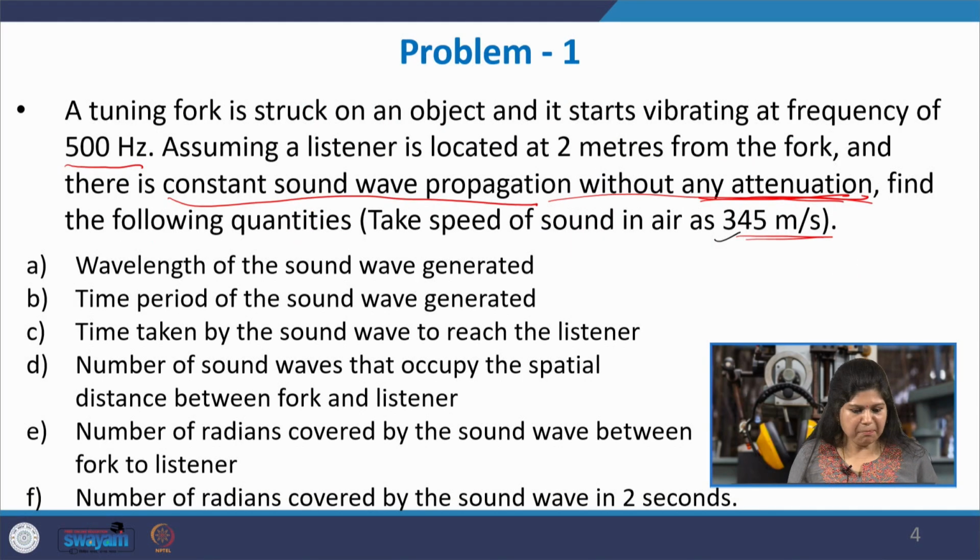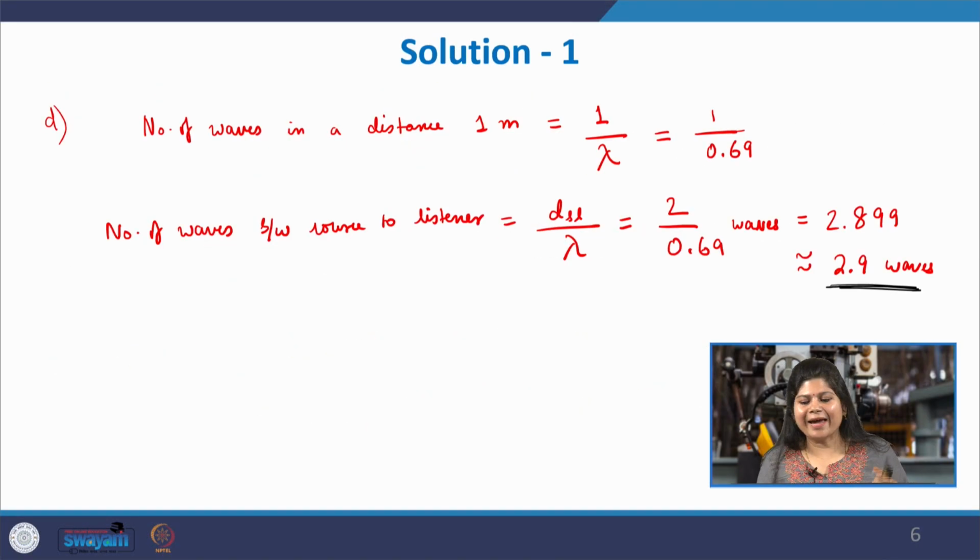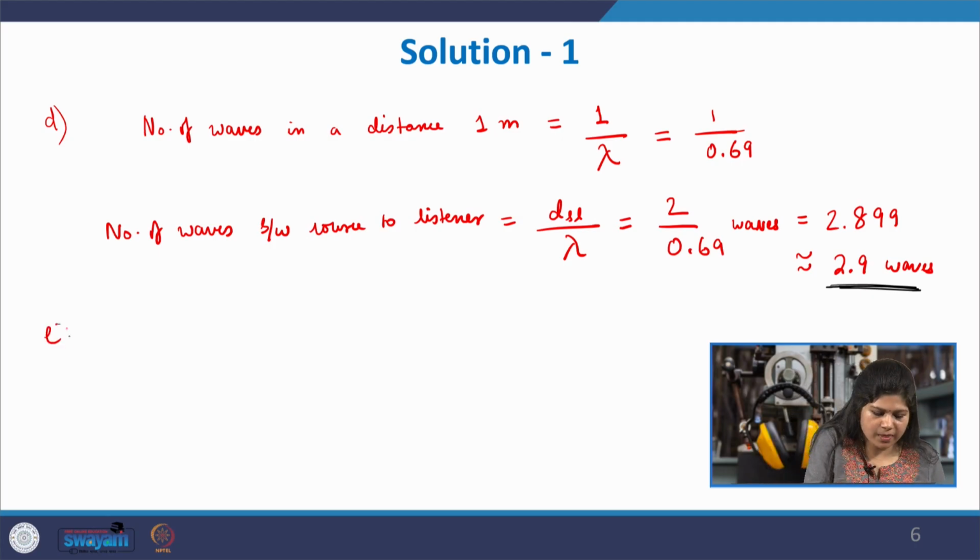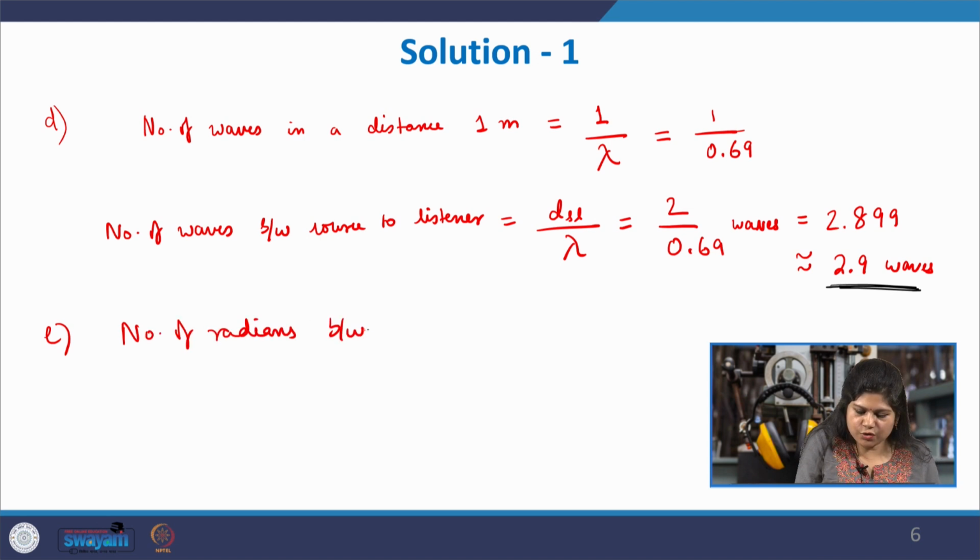Okay. Now, let us see part E, the number of radians covered by the sound wave between fork and listener. Just like we found how many waves are between fork and listener, we want to find how many radians it is covering. We have already found that between source and listener we have approximately 2.9 waves, and each full wave is equal to a complete revolution or a full circle, which is 2 pi radians. Every wave is 2 pi radians. So, the number of radians would be between the source and the listener.